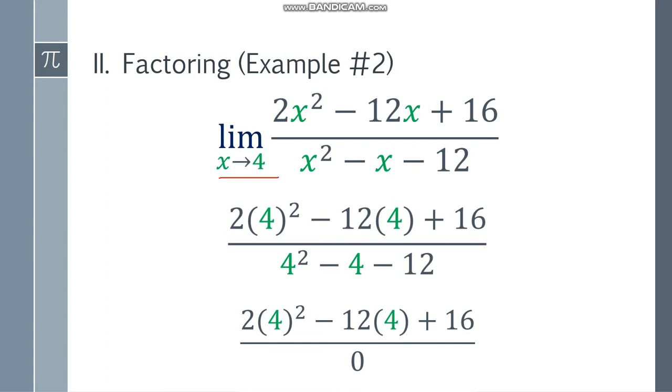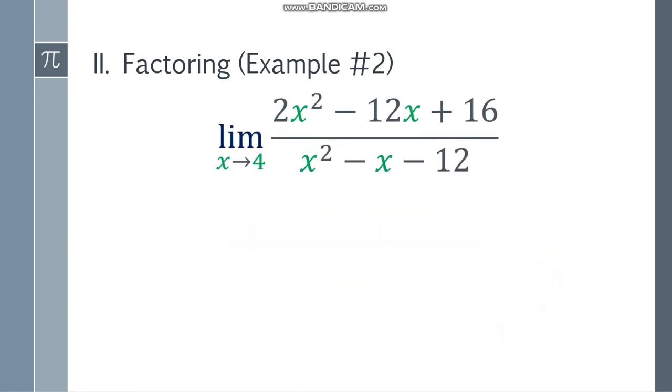So, simplify. Kaso, check na natin yung sa denominator. Dapat hindi magiging 0. 4 squared is 16 minus 4 minus 12 ay 0. So, any number divided by 0 is undefined. So, hindi pwede yun. You have to do another method. So, that's why we need to factor it. No. Isang malaking no.